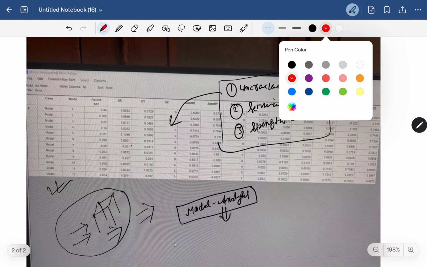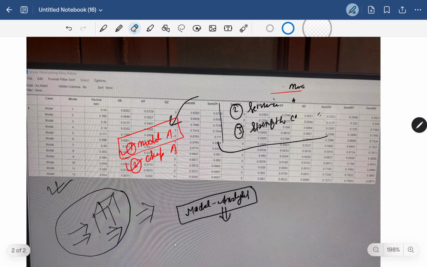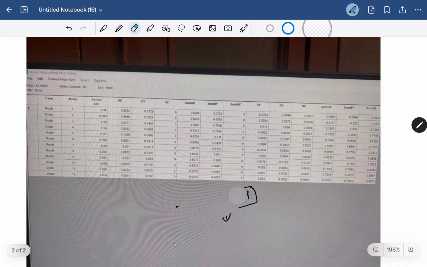So in the uncracked model we check modal analysis, and we perform creep analysis. Today we will see modal analysis. So how do we see the result of modal analysis, and how will we come to know that our structure is safe? We generally see the behavior of the structure.